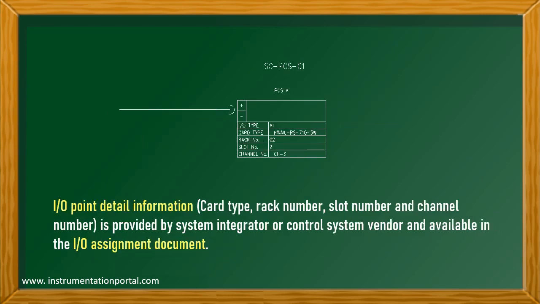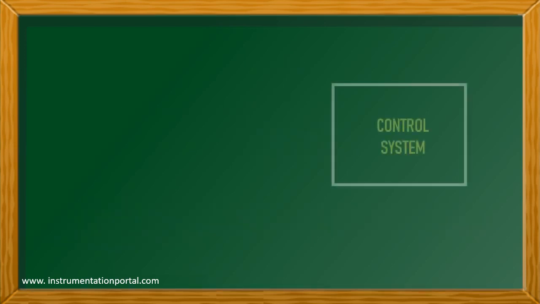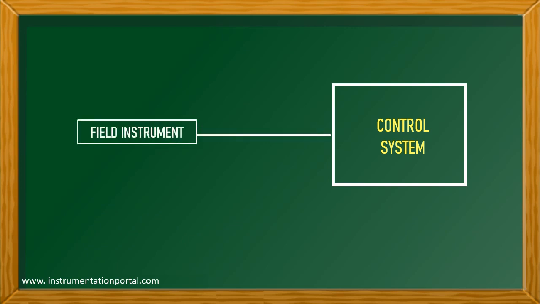And last, in the control system section, I/O point detail information, such as card type, rack number, slot number, and channel number, are provided by system integrator or control system vendor, which is available in the I/O assignment document. The loop diagram that we discussed before is loop diagram for field instrument, as shown in the diagram below.